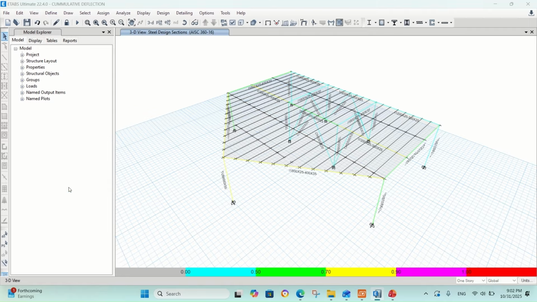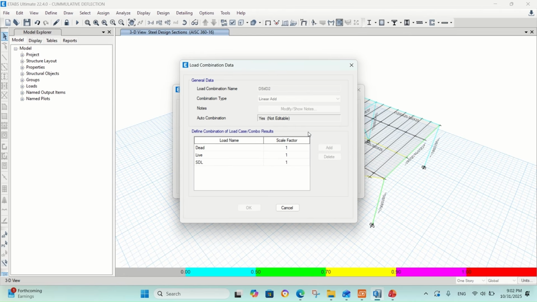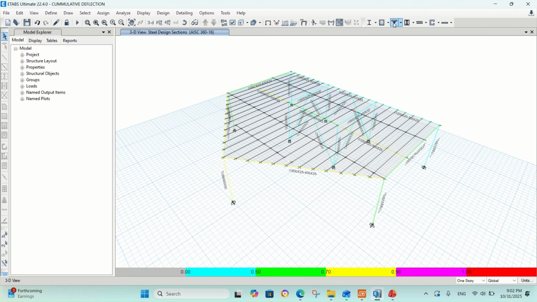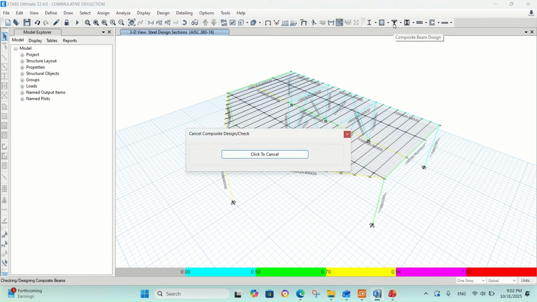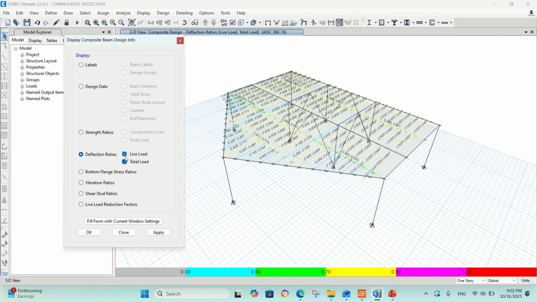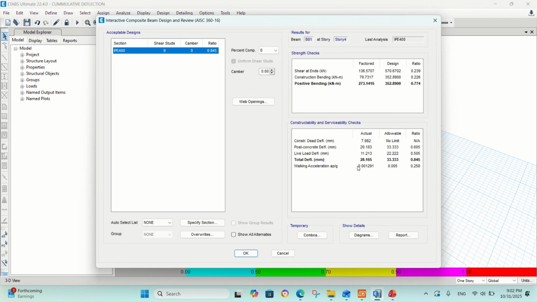Now we have a combination for dead load plus live load. We will check the model for deflection 2 combination. As we said, for the composite beams, the software automatically checks the deflection for the composite beams, the live load, and the total load. So it checks the deflection for construction dead load, the post concrete deflection, the live, and the total.